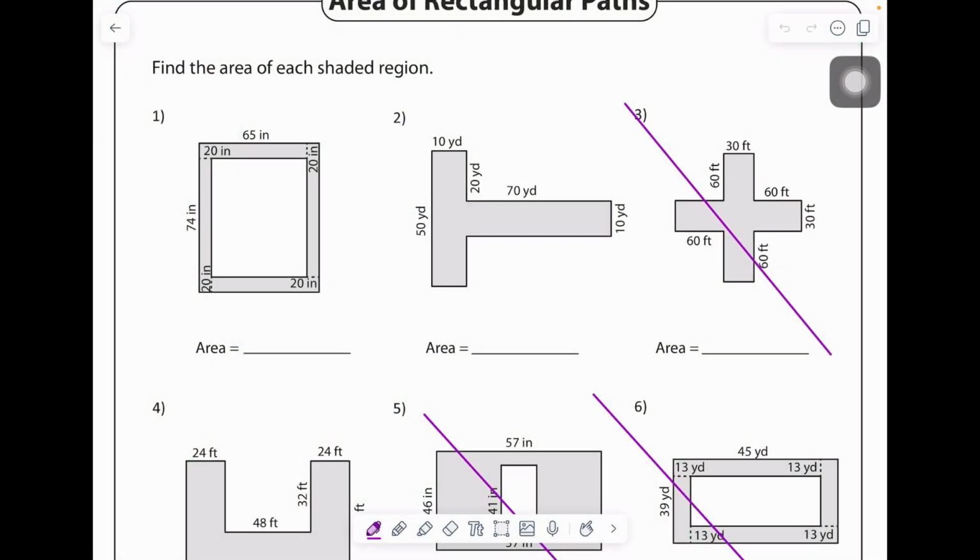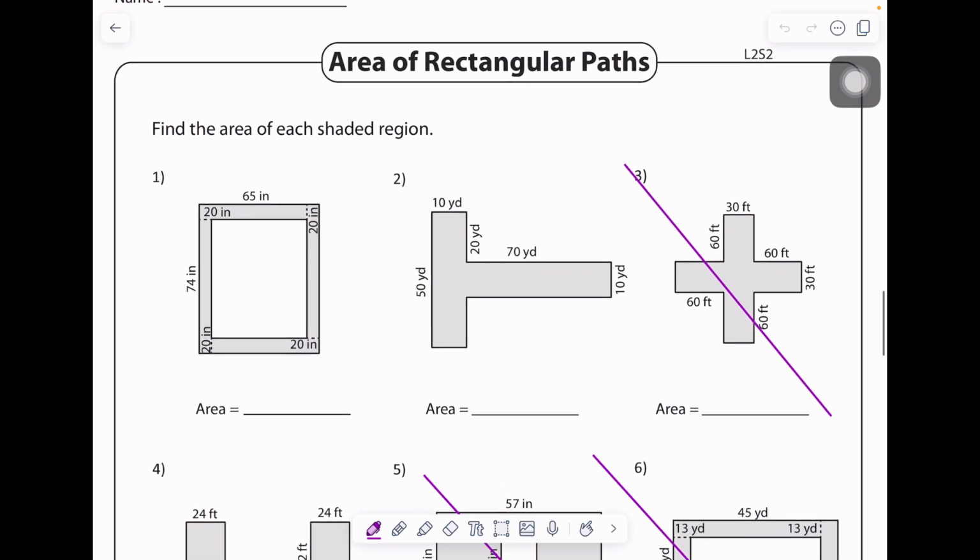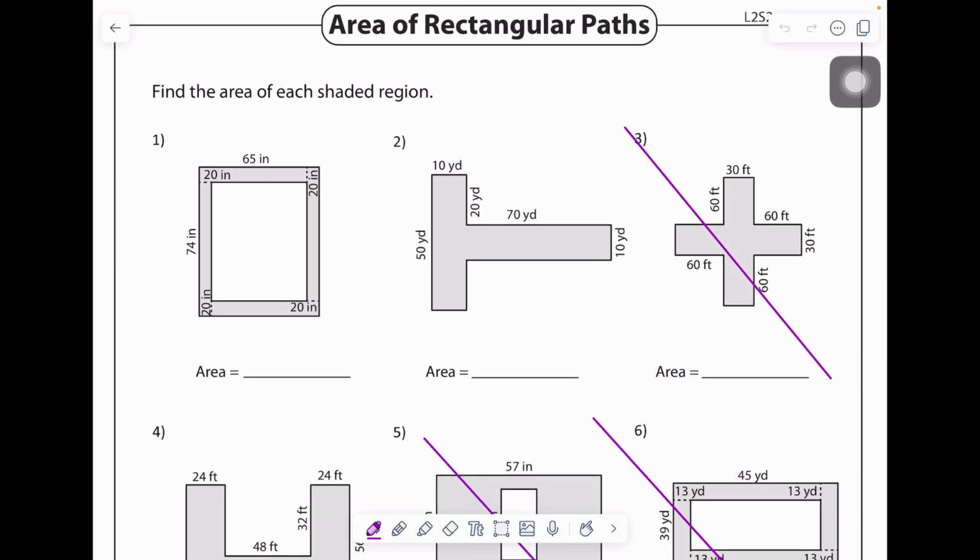We're going to look at page 3 of the PDF. You do not have to complete this entire page. I only use this for examples to show you. We're trying to find the area of the pieces that are shaded. We're going to look at questions 1, 2, and 4.